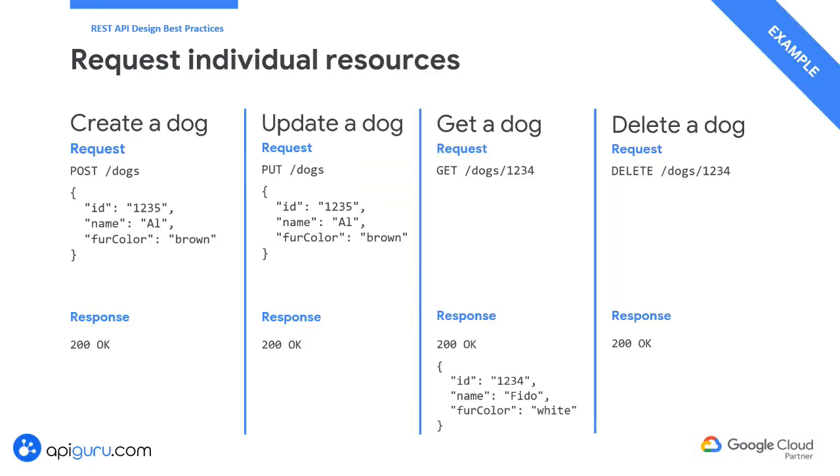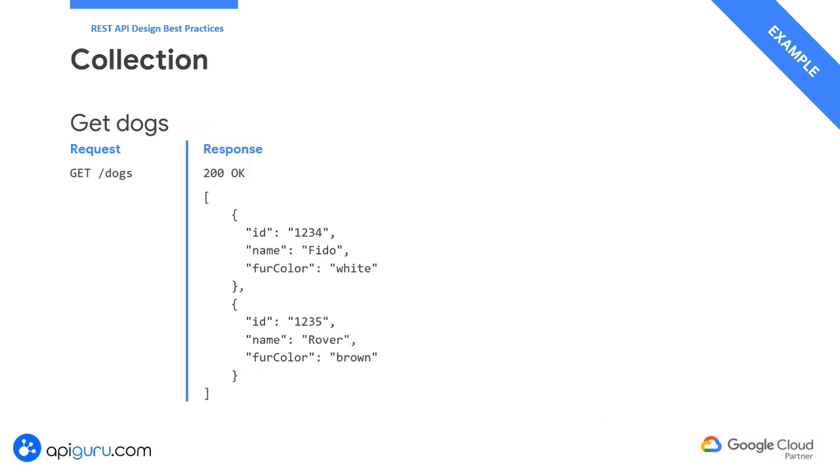Here are examples of creating, updating, retrieving, and deleting an individual element using HTTP methods and the appropriate resource names. And here is an example of retrieving a collection representing a group of elements.